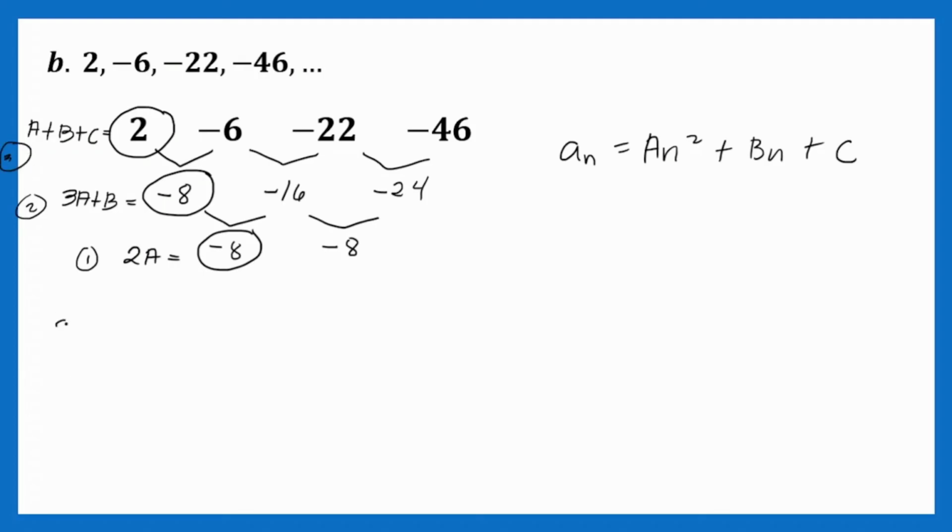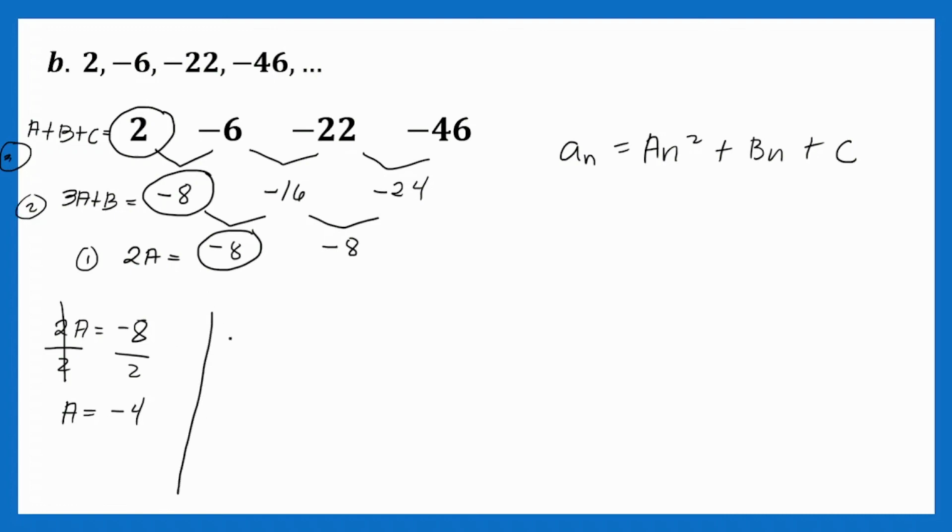Okay? So, 2A is equal to negative 8. So, divide this by 2. Divide mo to sa 2. 2 divide 2 is 1 or just A. Negative 8 divide 2 is negative 4. So, ang A natin ay negative 4.